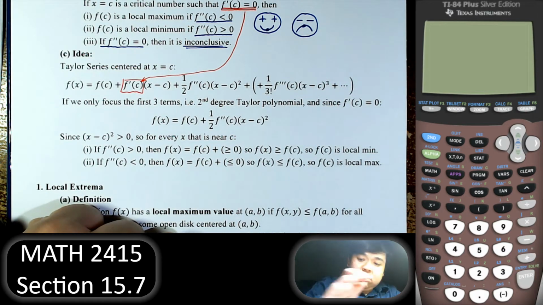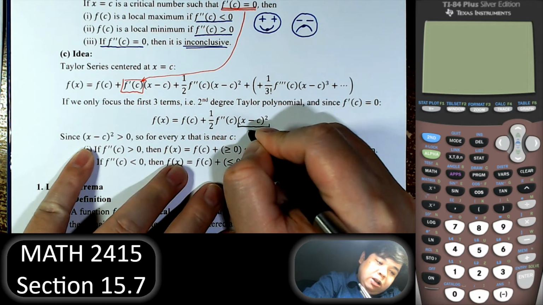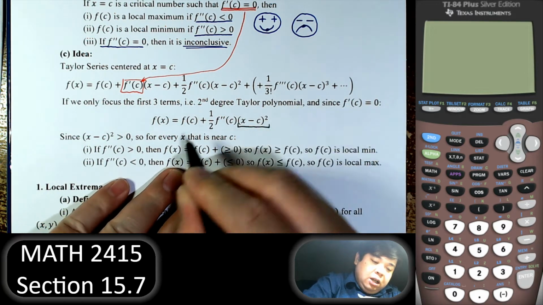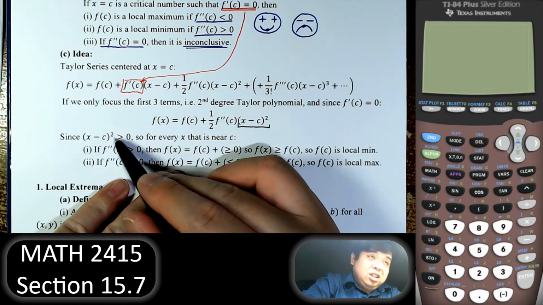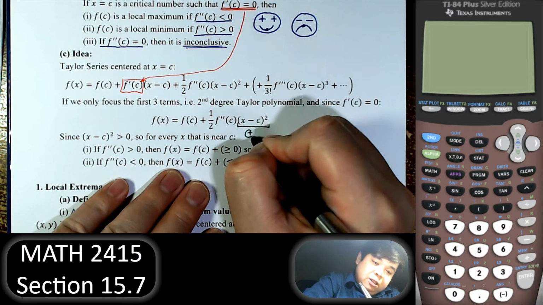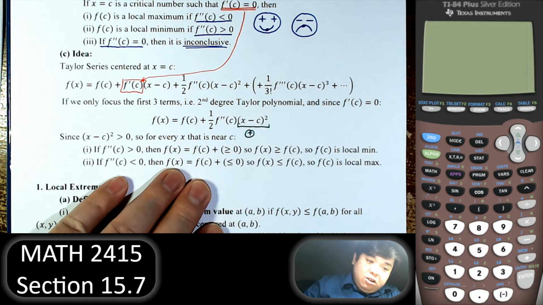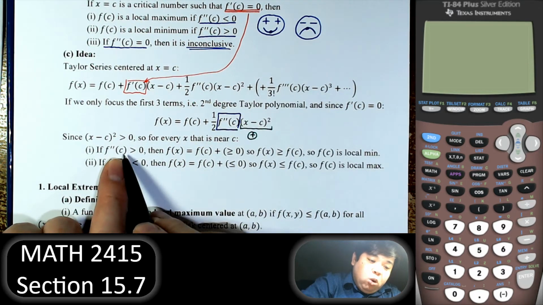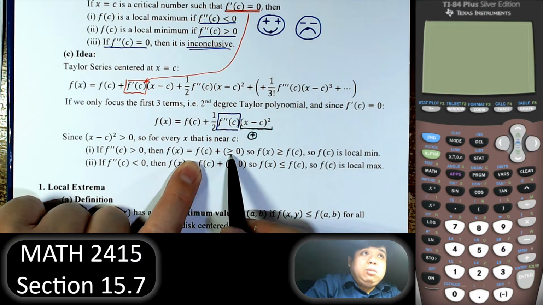Right? Now, (x minus c) squared, this term is always positive. Of course, if x equal to c, it is equal to 0. But I just say, for every x near c, that means it is not equal to c. If x equal to c, this is equal to 0. But it is near it, so it's going to be positive. Now we focus on the second derivative here. If it is positive, then we have f of x equal f of c plus something positive.